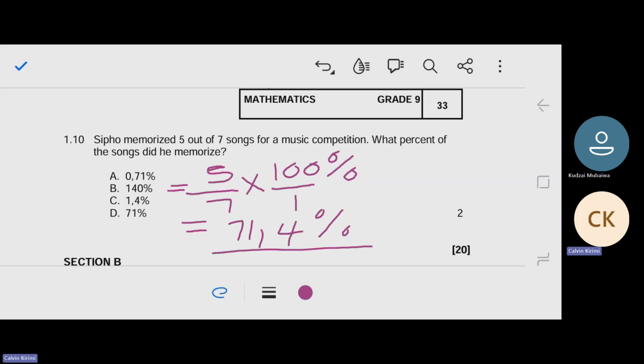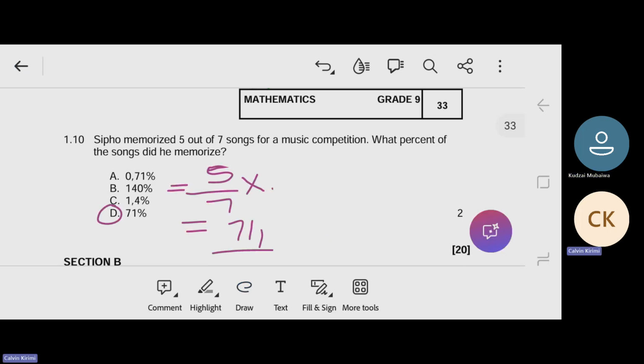So the answer is T. It's 71.4%. It's not 0.71%. So you must know the difference.